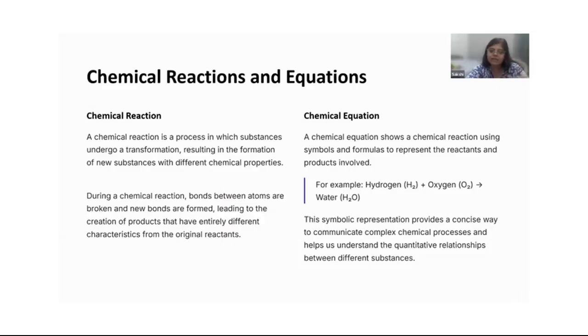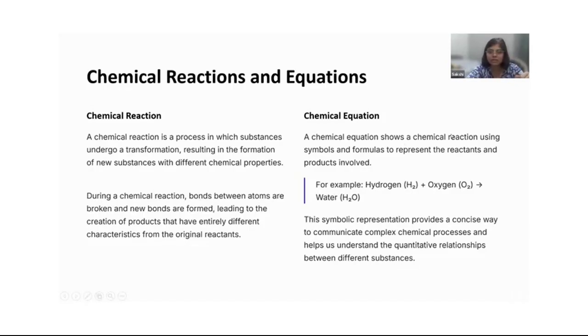Okay, let us start the heart of this chapter, that is chemical reactions. What are chemical reactions? How to write a chemical equation, right? So what is a chemical reaction? It is a process in which substances undergo transformation. They result in the formation of new substances with new chemical properties, right? So old bonds are being broken, new bonds are formed, okay?